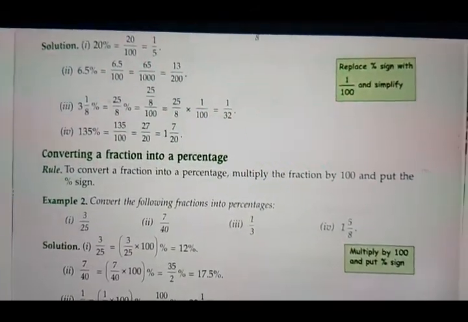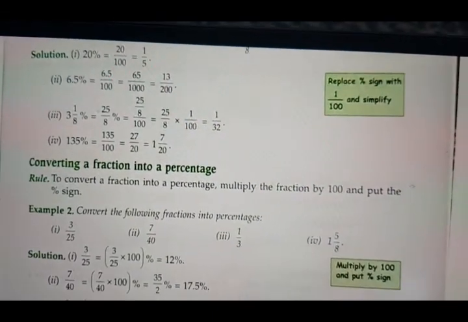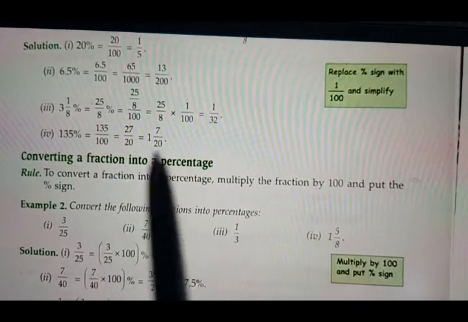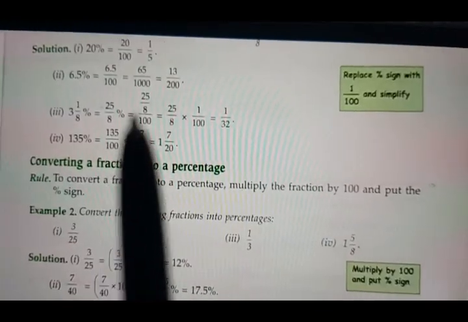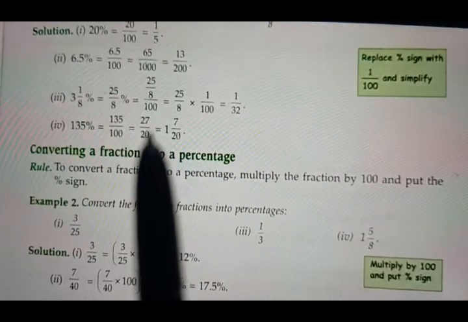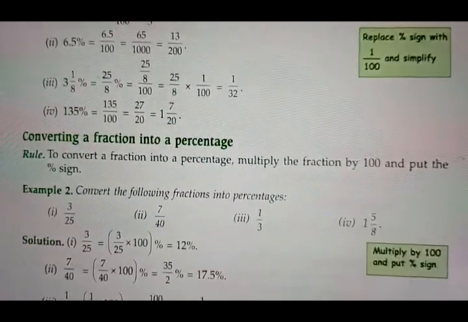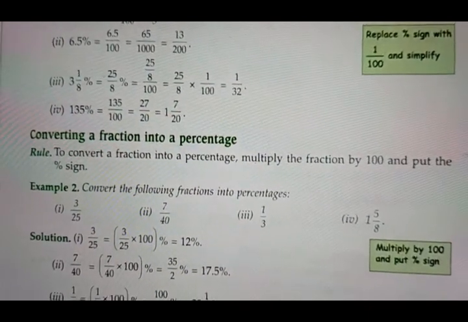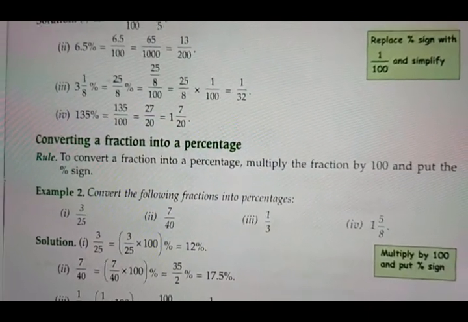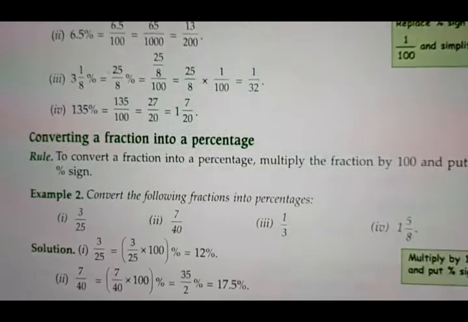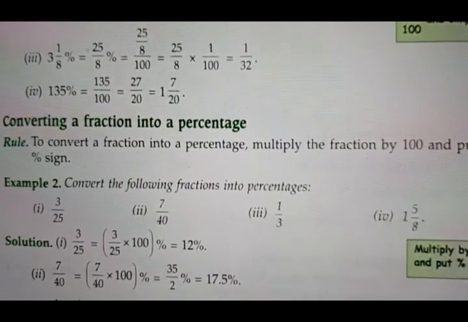Now 3 whole 1 upon 8%. First we will convert this into an improper fraction. That is 3 eights are 24 plus 1, 25 upon 8%. And then we multiply by 1 upon 100. So 25 upon 8 multiplied by 1 upon 100 will give you 1 upon 32. 25 ones are 25, 4 twenty-fives are 100, so 8 fours are 32, 1 upon 32.